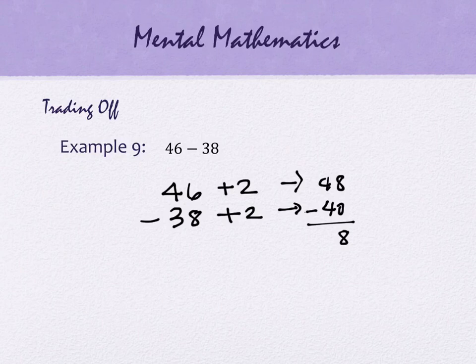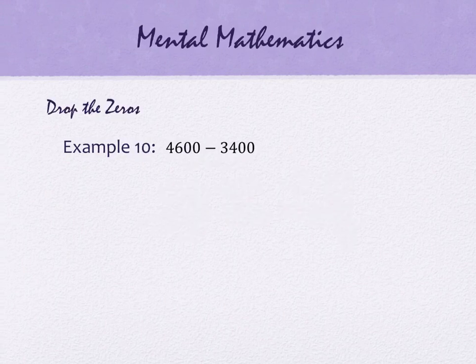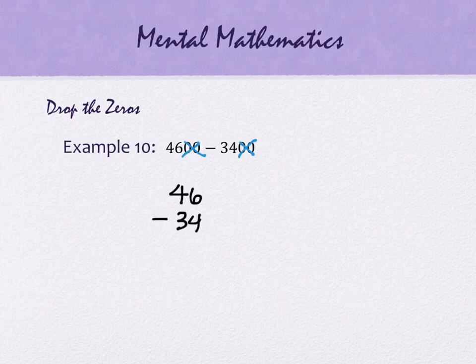So it's a trade-off. And then the last one's called drop the zeros, and the idea of drop the zeros is simply to ignore the fact that there are zeros here and to just focus on the numbers that are non-zero at the beginning. So I have 46 minus 34, which would be 12. So that means that my answer with the zeros would be 1200.